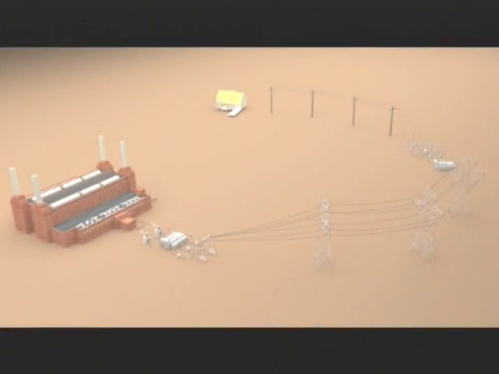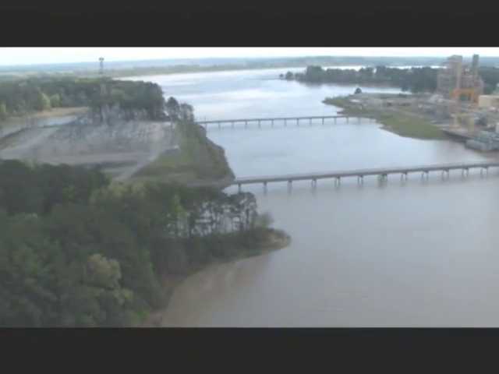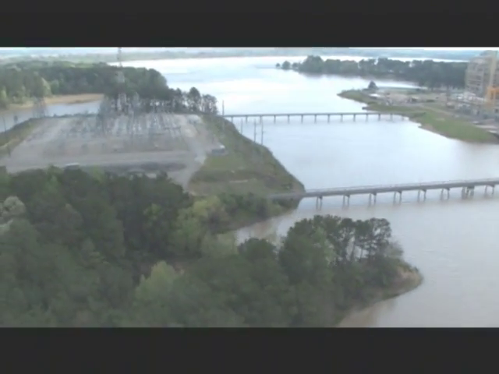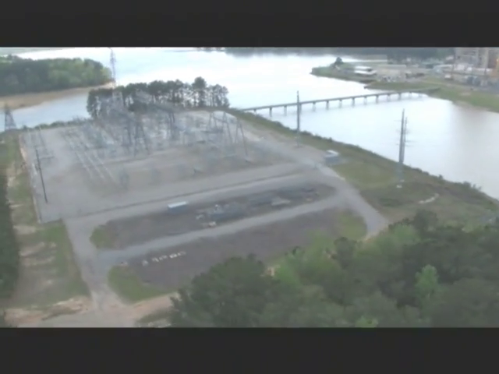Now, if we look at the T&D system as a whole, we can see where the switchyard fits into the picture. The switchyard connects the electricity generated at the power plant to the transmission system and directs the electricity to the lines that will carry it where it's needed.